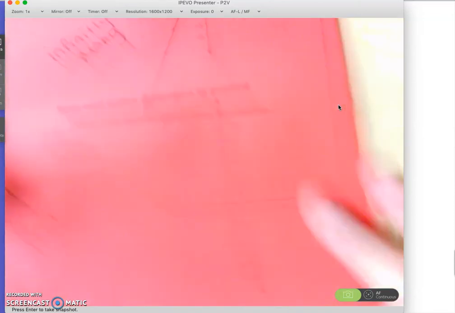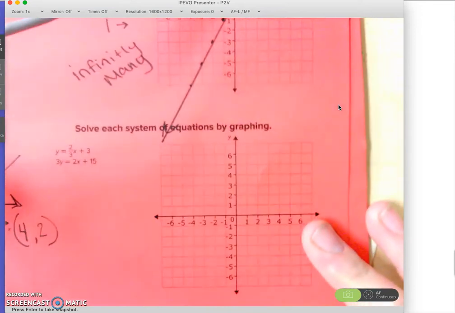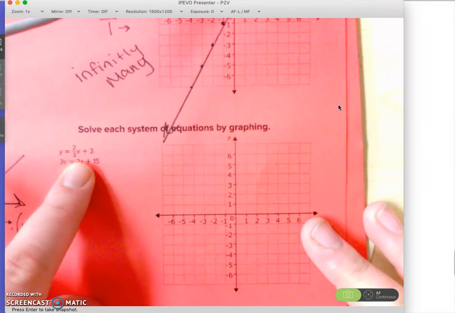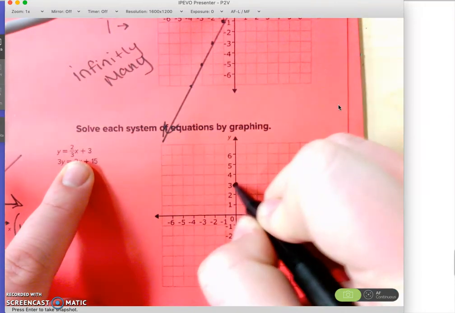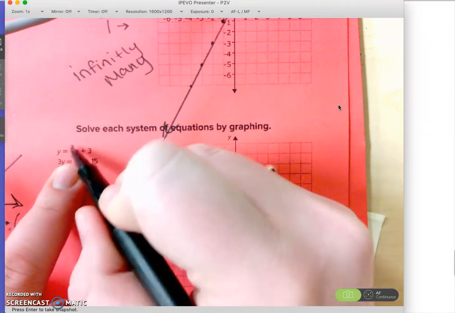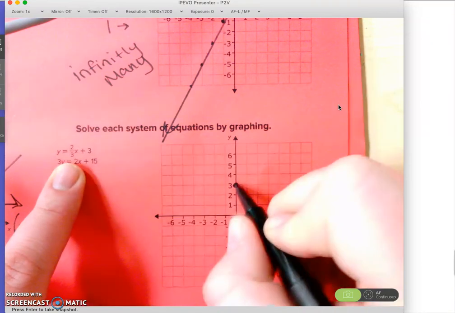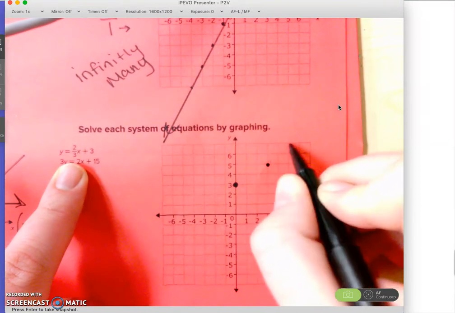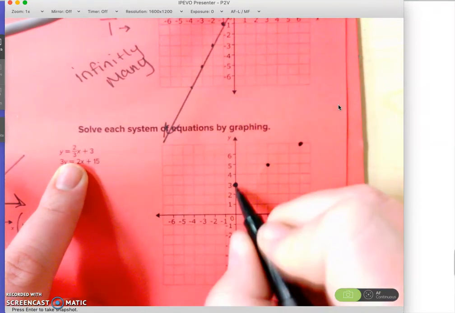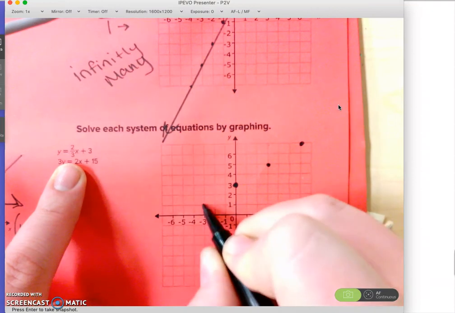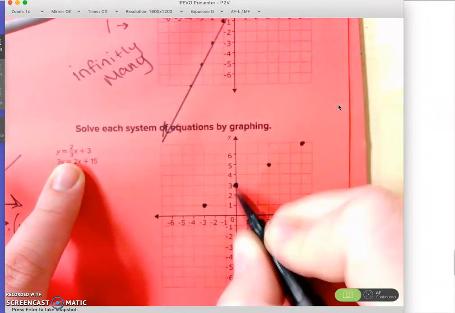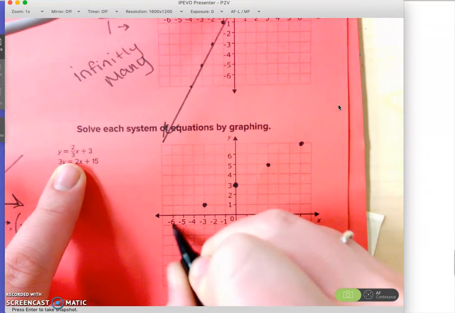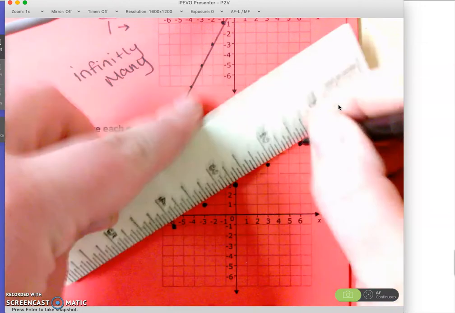Okay. Here again, I'm going to start with the easy one where it's in slope-intercept form. I'm going to go to positive 3 because of my plus 3, and then my 2 over 3 is my slope, so that means I go up 2 and to the right 3. Up 2 to the right 3. I could also go down 2 to the left 3. Draw my line.